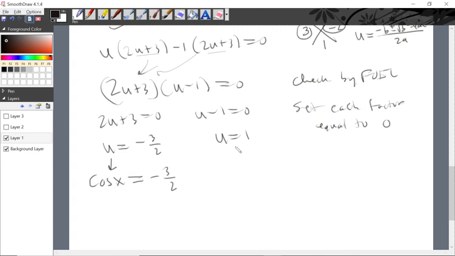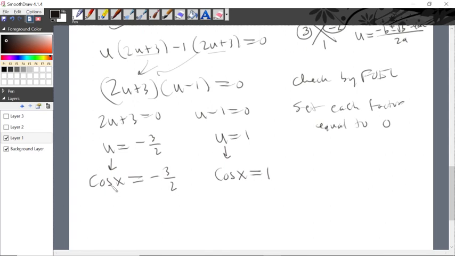We'll take a look at that in a moment. And over here, this equation turns into cosine x is equal to 1. So we have these two trigonometric equations now for us to solve, and we want to find all solutions unless told otherwise. Okay? So I'm going to go ahead and find all solutions.